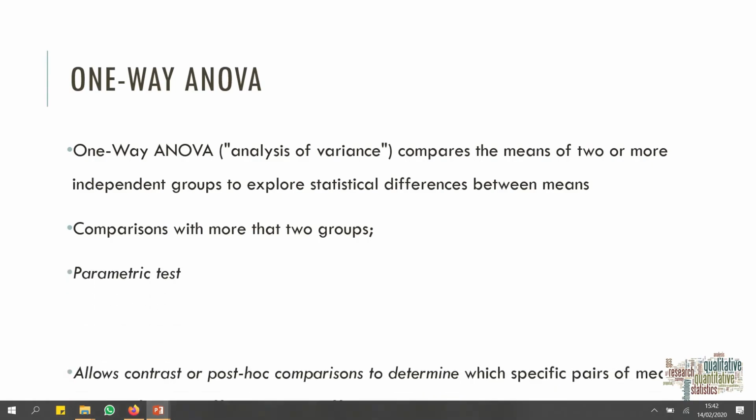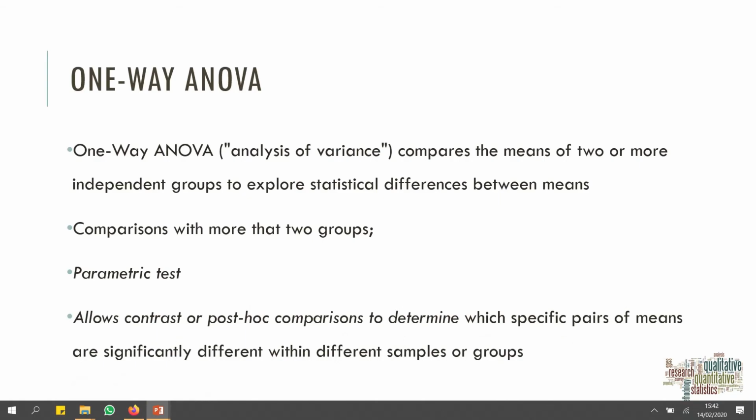One-way ANOVA allows contrasts and post-hoc comparisons to see which specific pairs of means are significantly different within different samples or groups, okay? We can test more than 2 groups and then compare specifically which differences exist between the means of the different groups. We can pair specific groups to see if there are statistical differences between means, okay? So, if we have 3 groups, for instance, we can compare these 3 groups, okay?